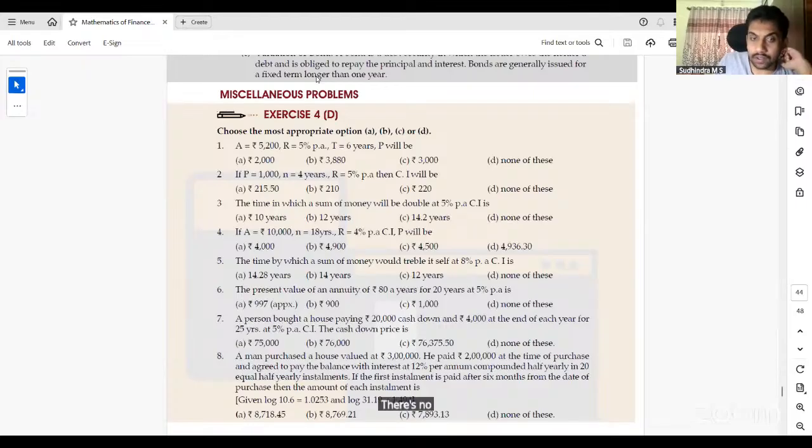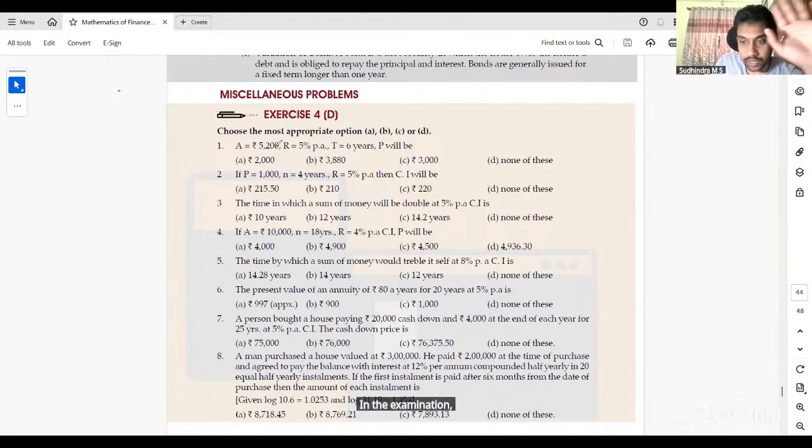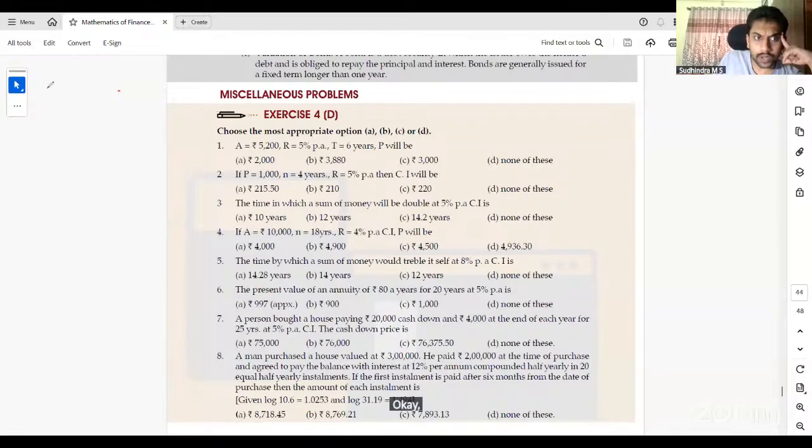There's no specification given, right? It can be either of it, okay? But in this problem, they have considered compound interest. In examination, don't worry about it. They will specifically mention whether it is simple interest or compound interest. Okay, to that extent, we need not worry.